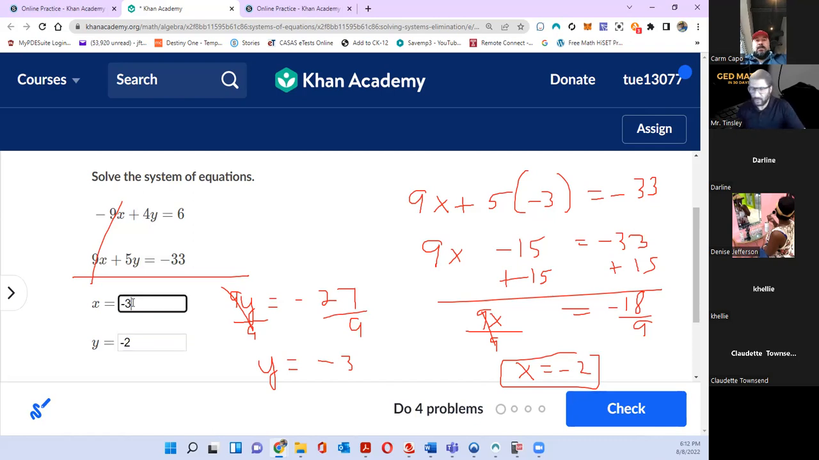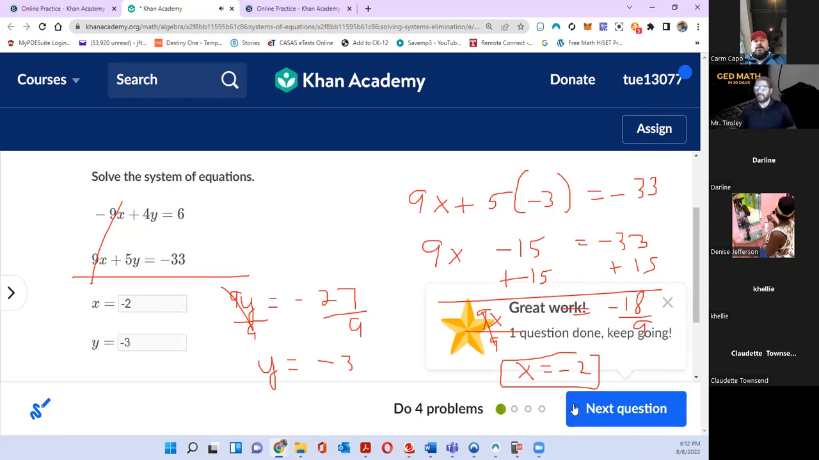No, x is negative 2. Y is negative 3. Let's check it. And we're right.